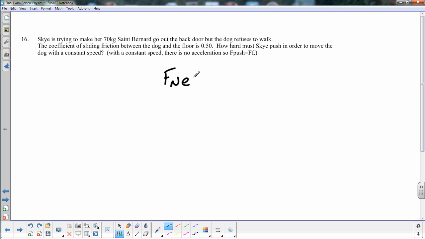So what we're really saying is, here's the dog, big dog, small dog, ugly dog. The dog's got a gravitational force, Fg, of 700 because 70 kilograms times gravity. The dog also has a normal force of 700, and mu is 0.5. So if she's going to be dealing with this, we have to overcome friction, which is mu times the normal force.